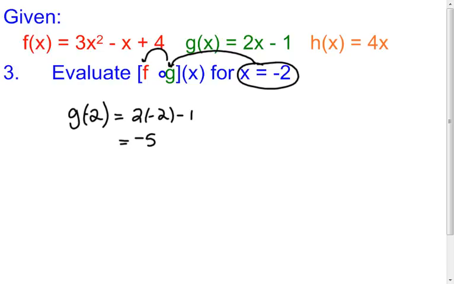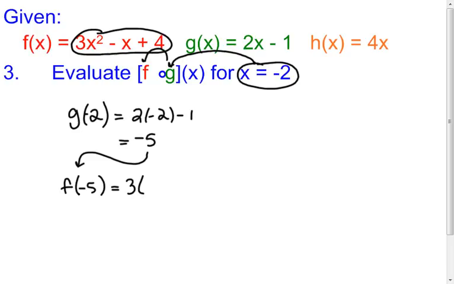Then I'm going to take that answer and put it into F's equation because I'm working inside out. So then I'm going to find F of -5, and now I'm plugging in -5 for X into F's equation. So 3 times -5 squared minus -5 plus 4.